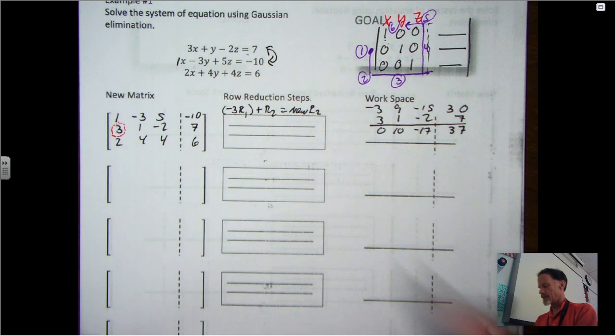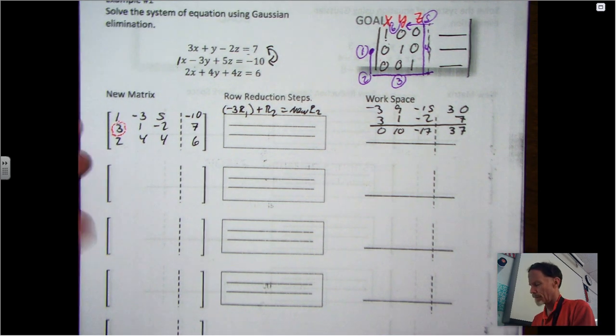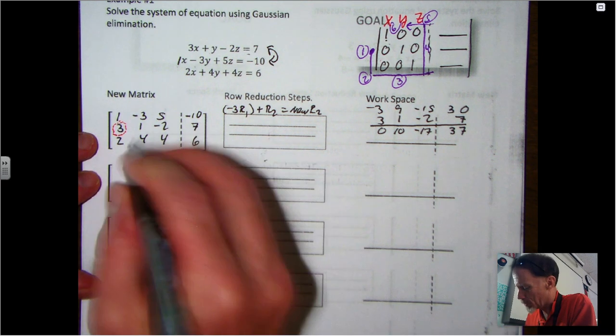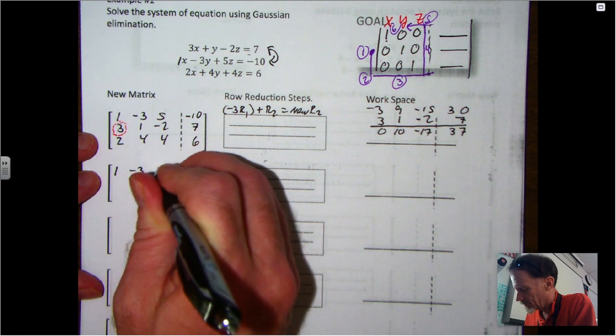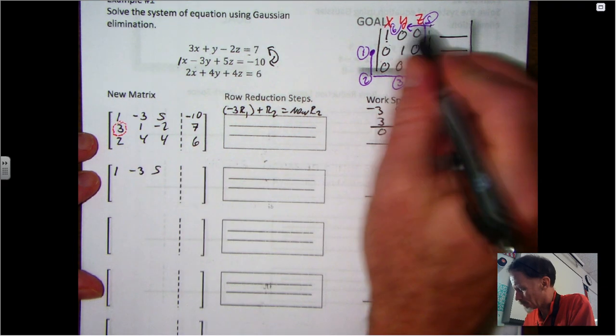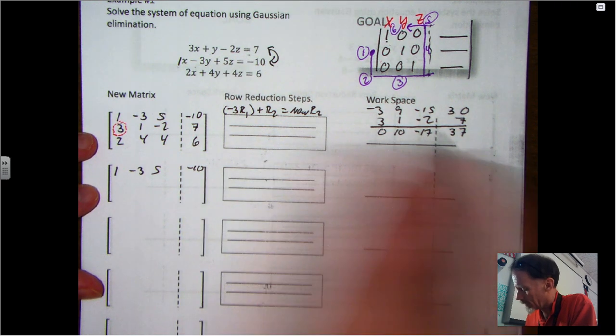Can't simplify those. Don't worry, it's going to be okay, I promise. So I'm going to go and start writing that. Remember, my top row really isn't going to change for a while. Those are my last 2 steps when I get those last couple of zeros. Now my second row is here, so that's good.